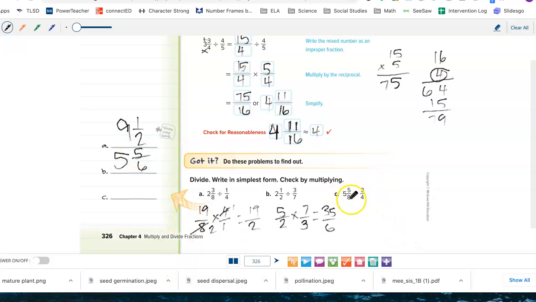Okay, C. Change this to an improper fraction. 40 plus 5 is 45/8. Oops. Keep, change, flip 3/4 to 4/3. I can simplify first.